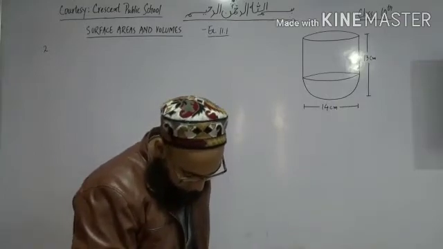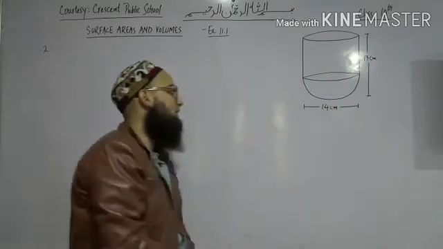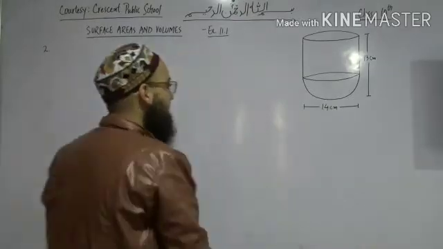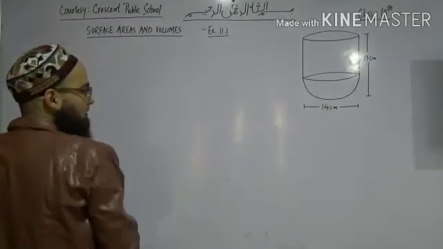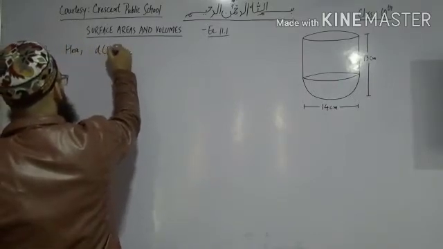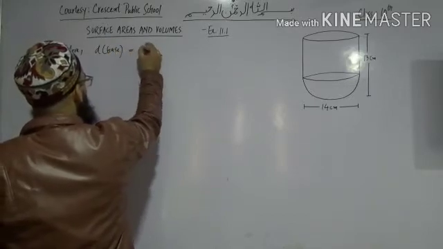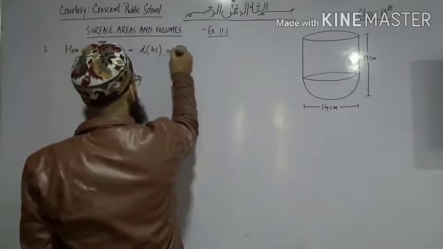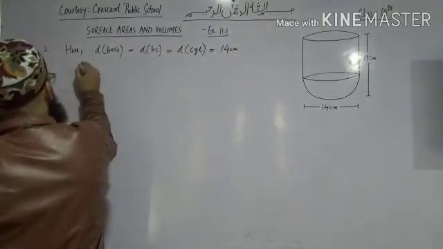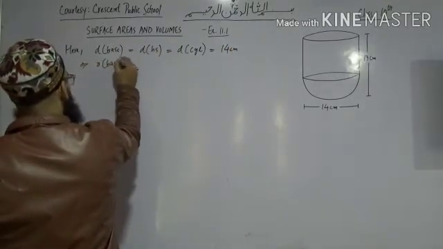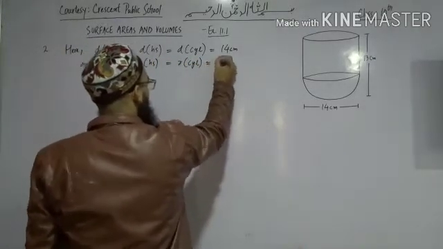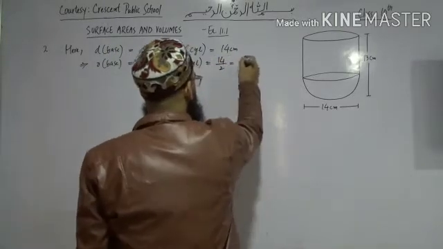Find the inner surface area of the vessel. Now you need to find the inner surface area of the vessel. That means you have to deal with the curved surface area of the vessel. So it goes like this here. Diameter of base is equal to diameter of hemisphere is equal to diameter of cylinder, and that is equal to 14 cm. Which implies that radius of base is equal to radius of hemisphere is equal to radius of cylinder, and that will be 14 divided by 2, and that is 7 cm.